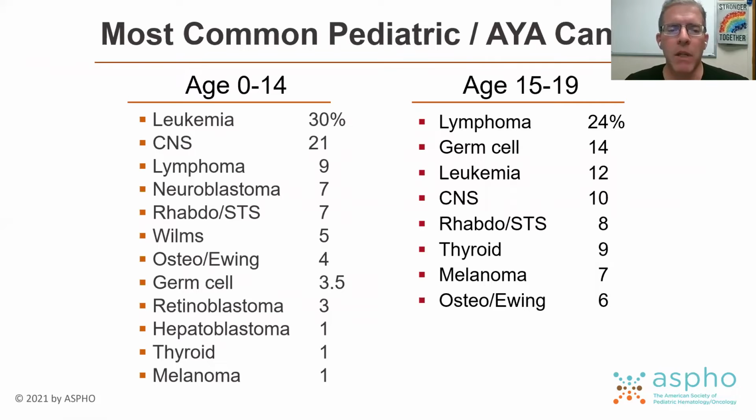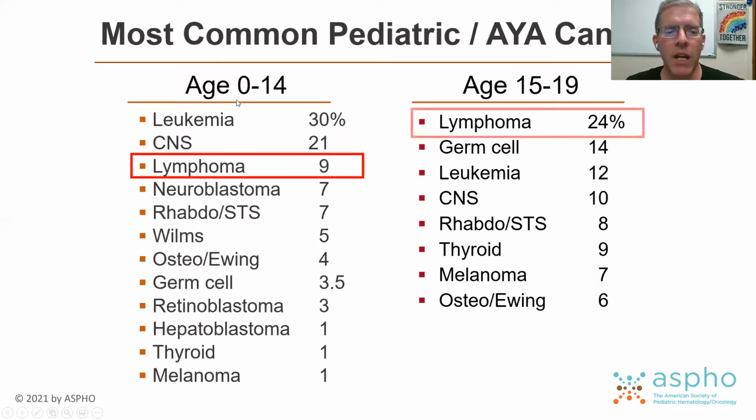We separate them based on morphology, immunophenotype, and cytogenetics. So if you are like me, you lump all of your specific diseases together to make you look more important in your clinical practice. In the age of 0 to 14 years, lymphomas are the third most common pediatric malignancy. And in the 15 to 19-year-old age range, lymphomas are the most common pediatric malignancies.